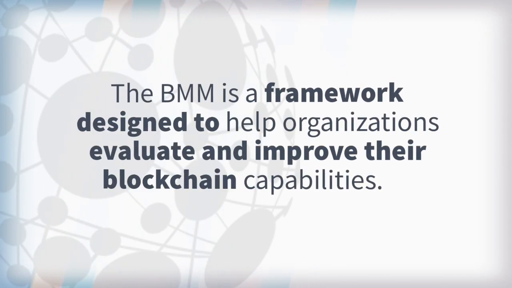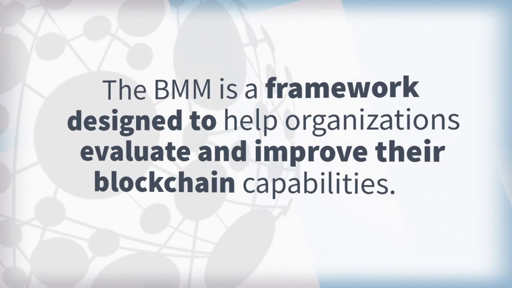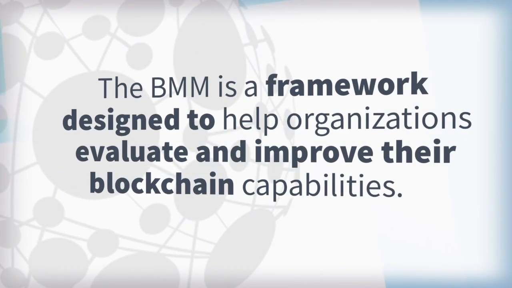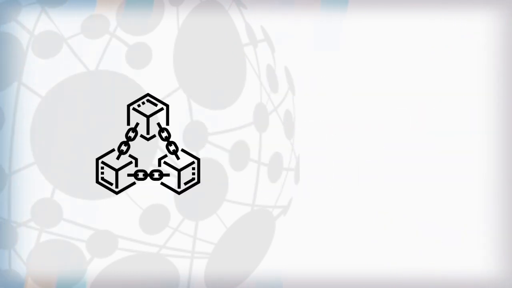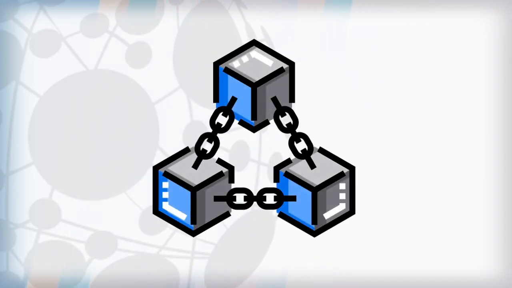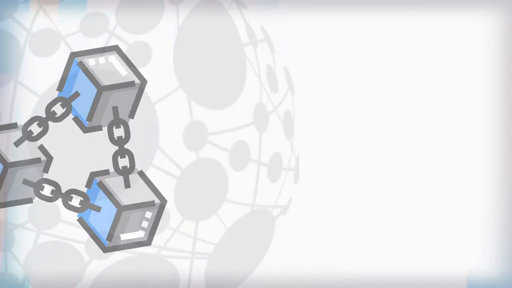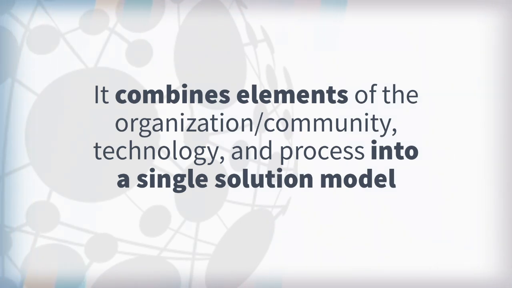So the GBA maturity model is a framework designed to help organizations evaluate and improve their blockchain capabilities. The scope of the BMM is specifically focused on blockchain solutions rather than organizational ratings or product and process standards. It takes a holistic approach, combining elements of the organization/community, technology, and process into a single solution model. This means that the BMM assesses the overall effectiveness of a blockchain solution from top to bottom, rather than just focusing on one aspect.